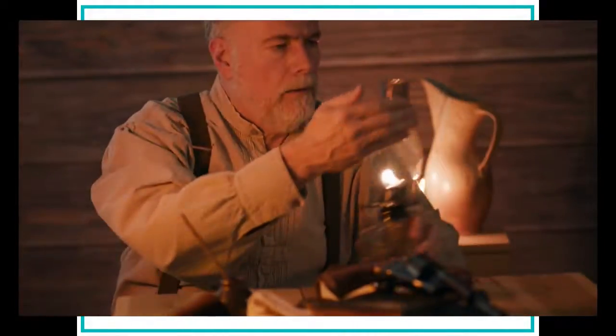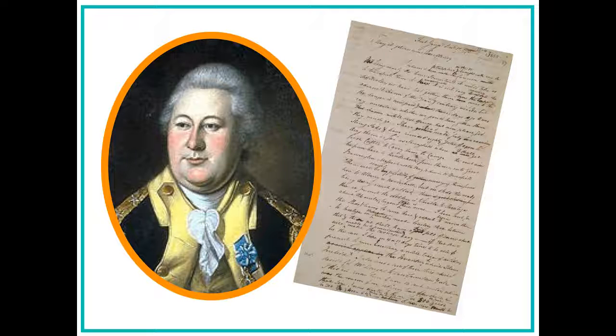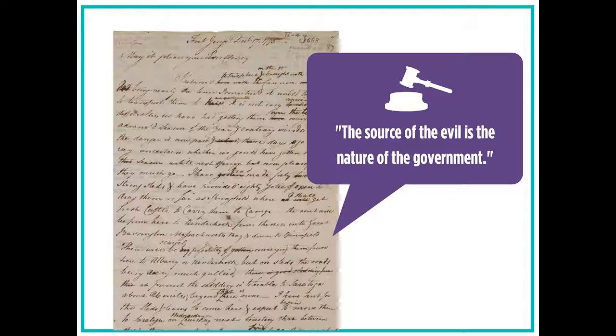Jin shows the group a primary source. It is a copy of a letter written by Henry Knox. Henry Knox was a general in the American Army. Knox was writing a letter to George Washington, who was the commander of the American Army. In the letter, Knox wrote that the source of the evil is the nature of the government. This primary source shows that some Americans were suspicious that the government would turn against the people.